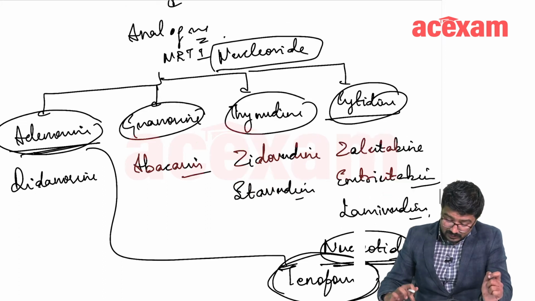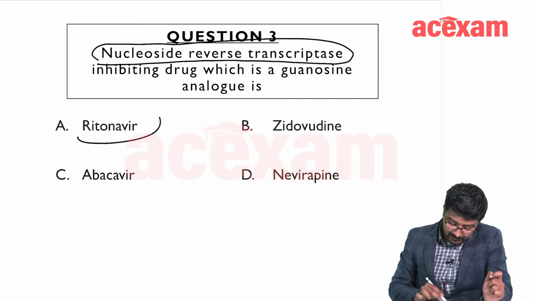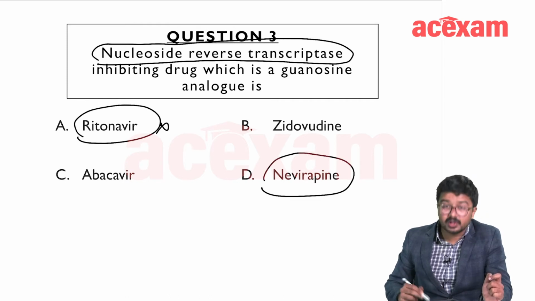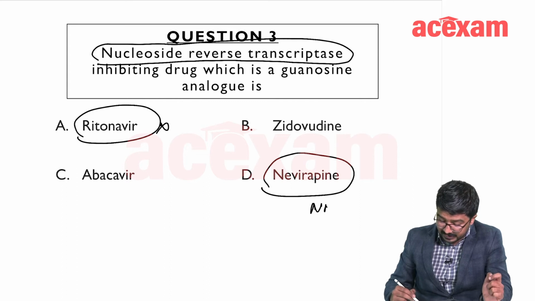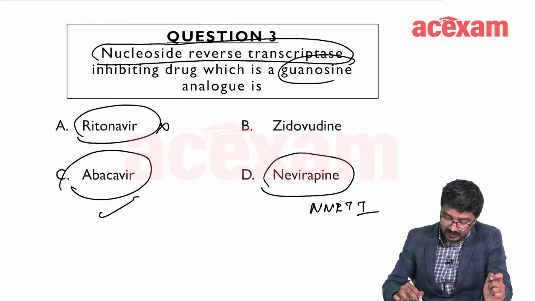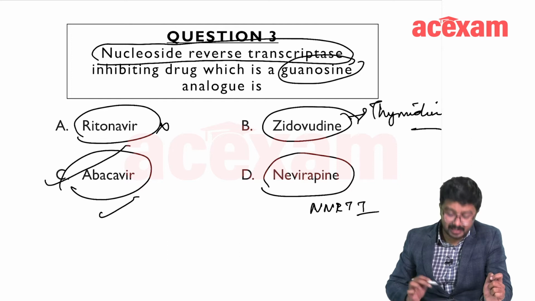So, now let's go back to the question. So, you have the options. Ritonavir, no, because it's a protease inhibitor. Nevirapine, no, because it's a non-nucleoside reverse transcriptase inhibitor. Abacavir, yes, it's a guanosine analog. Whereas zidovudine, as you all know, it's a thymidine analog. So, the answer is abacavir.